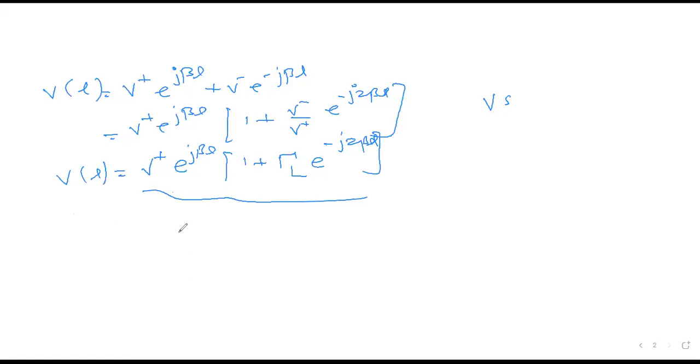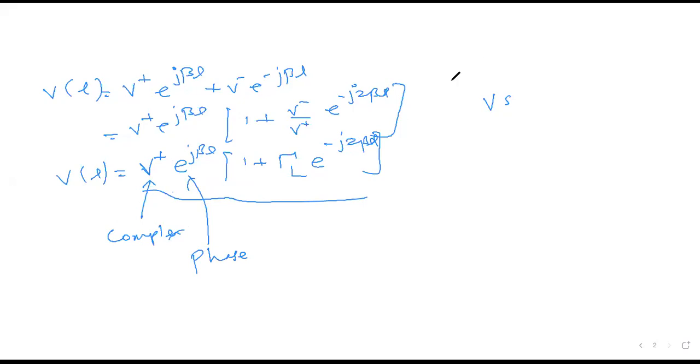We need to first understand what the various components are. V plus is also a complex quantity. This is the magnitude, but it's a complex quantity. This is the phase. This is constant.